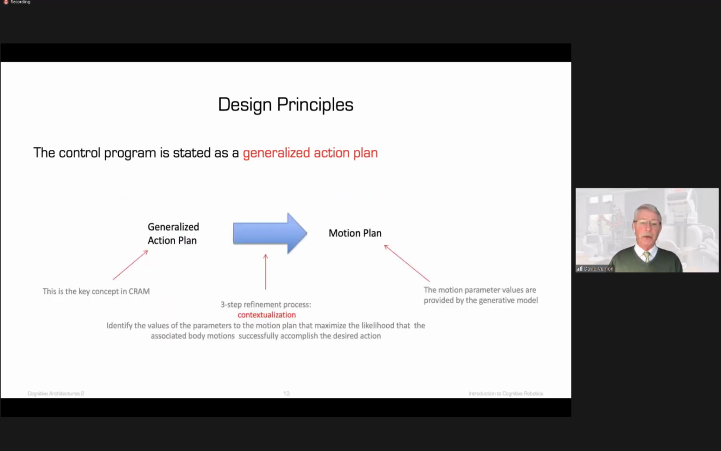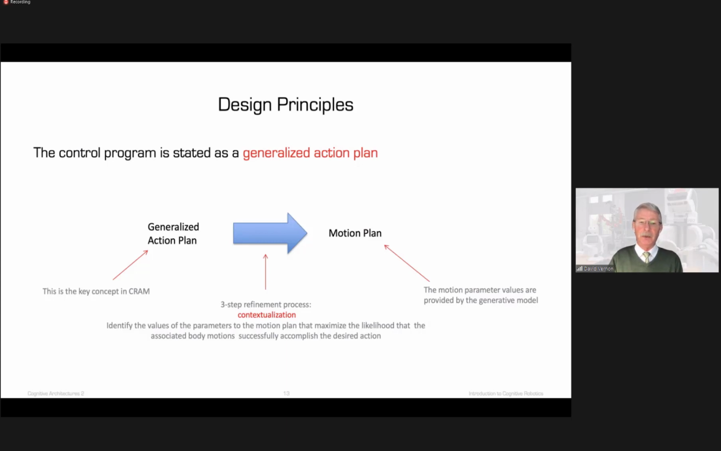So now we have this mapping from a generalized action plan to a motion plan. The generalized action plan is the key concept in CRAM. And then the motion plan, the thing you're mapping this into, is made up of primitive motions, and each of these primitive motions has parameters associated with it to define exactly what that motion is. And the goal of this mapping is to find out what the parameter values are that will make this action successful. So how do you do the mapping? Well, the mapping happens in a three-step refinement process, and we call this contextualization.